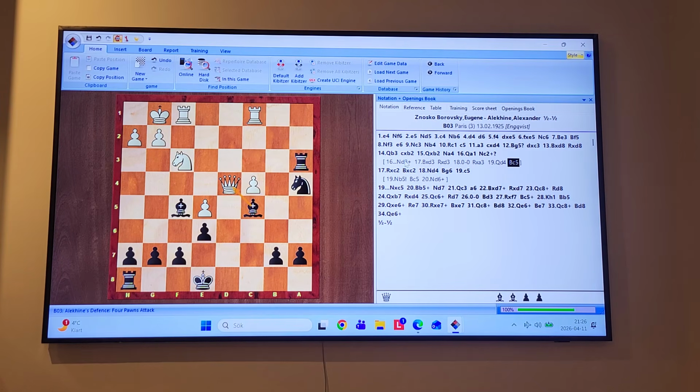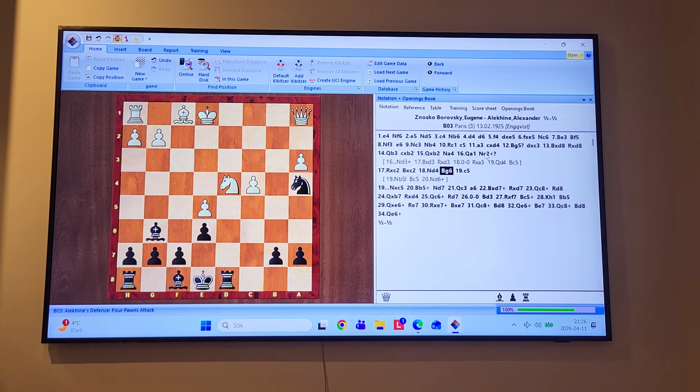So it was a little bit surprising that Alekhine missed this move, because after this move the game petered out in a draw. Because now White could block the D file with tempo.